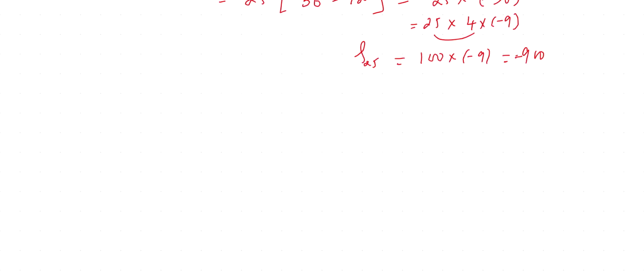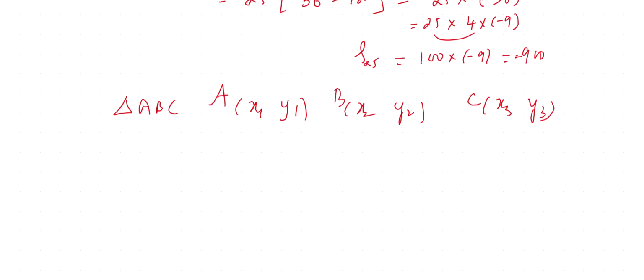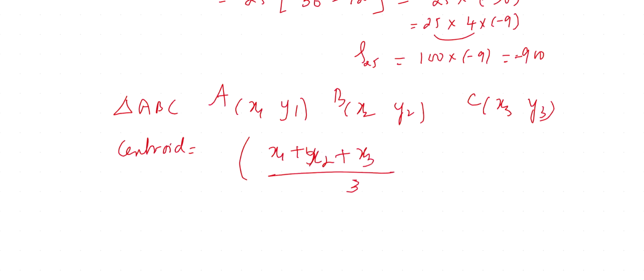So if you get a question like the coordinates of a triangle ABC are so and so, they'll give you the coordinates. Like A will be x1, y1, B will be x2, y2, C will be x3, y3. They will mention A, B, and C with the coordinates. If they ask you the centroid, it's straightforward. The value is (x1 plus x2 plus x3) upon 3, comma, (y1 plus y2 plus y3) upon 3.